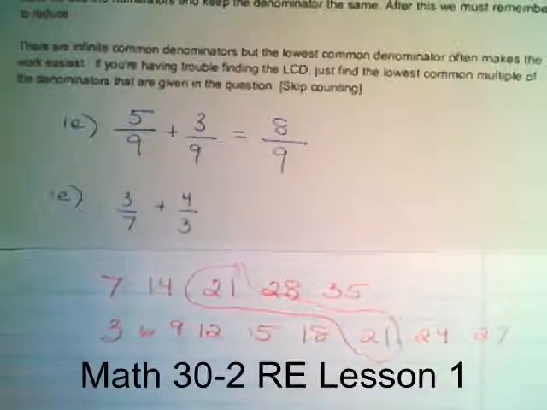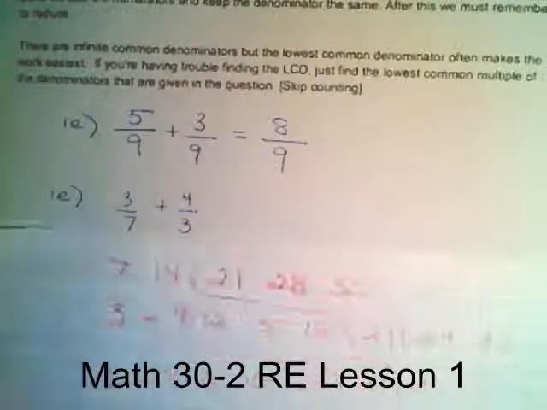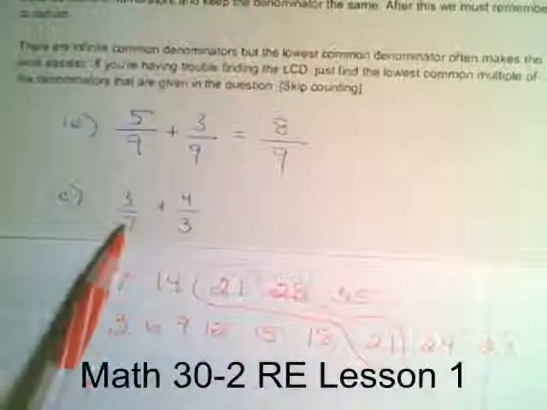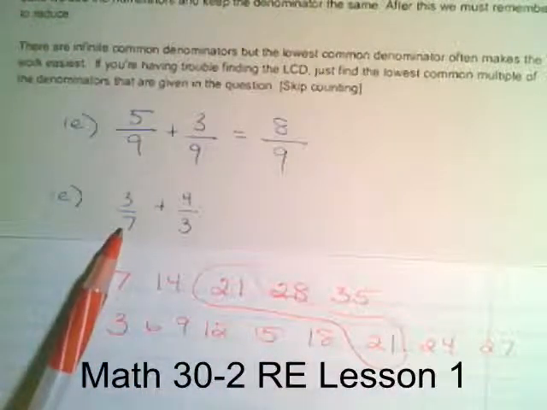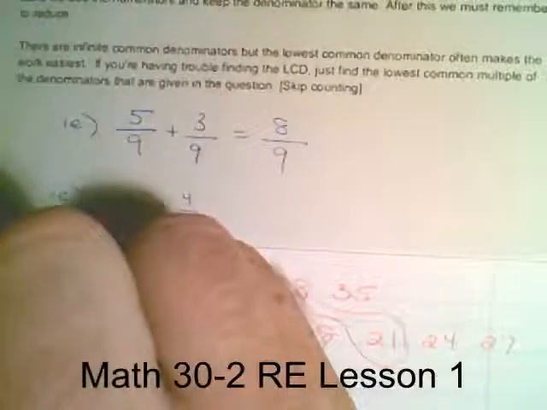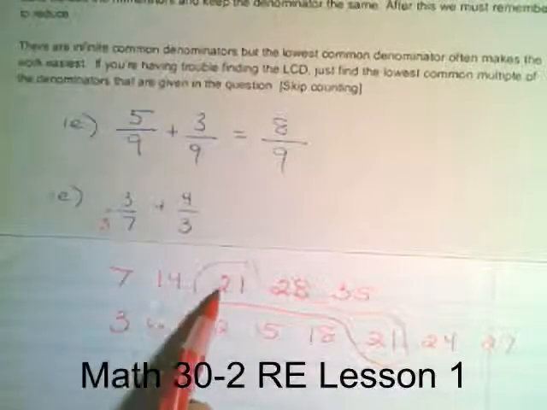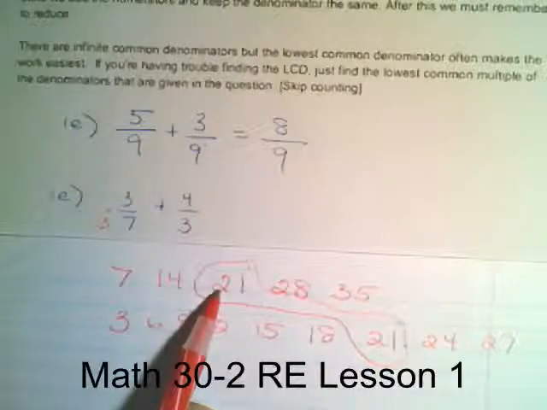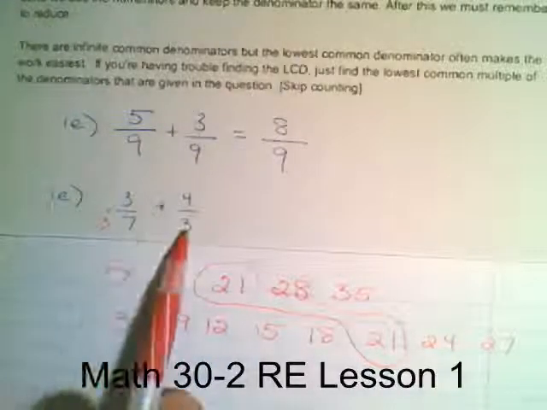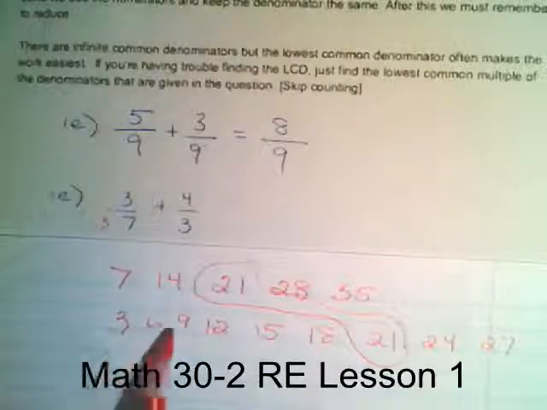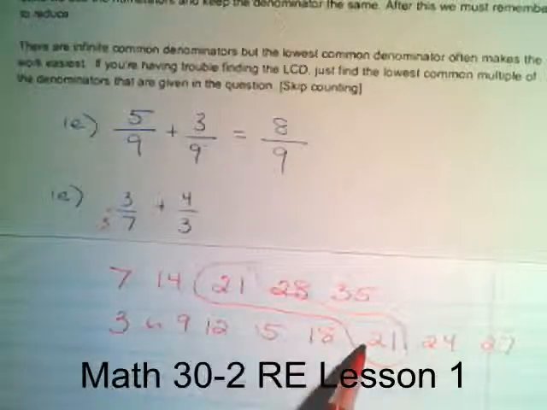Once I see that there's the same number in each list, same number in each skip count, that's my lowest common denominator. The first one I find is the lowest common denominator. If I keep this going, I'm going to find another one. There's no ifs, ands, or buts about it, and I'll find more and more. That's how you find the lowest common denominator.